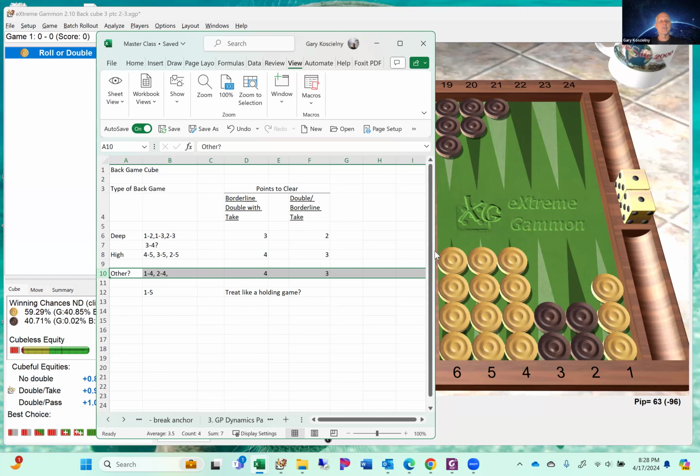Depending on how much you want to try to memorize that. But if you want to keep it simple, if the front anchor is the 3 or back, it's a deep game. If it's a 4 or the 5, then it's a high back game. And that's an easy way to remember it.